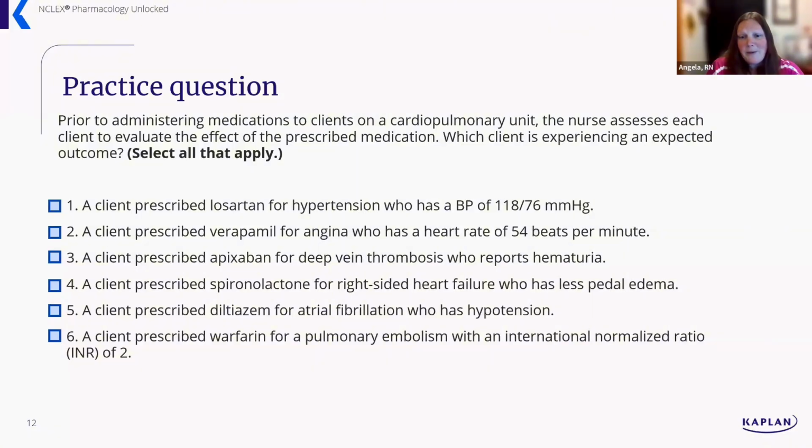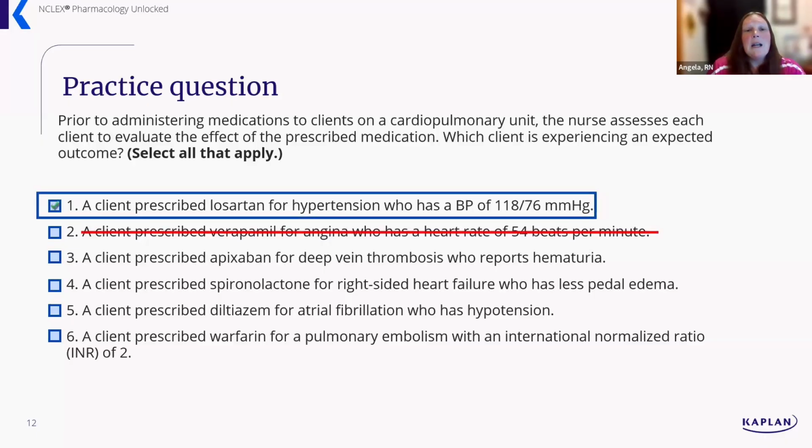Client prescribed verapamil for angina. They have a heart rate of 54 beats per minute. Is this an expected effect? All right. Overwhelming, I see no's and I love it. So is 54 a normal heart rate? No, this is somebody who's bradycardic, and bradycardia is an adverse effect of this medication. It's a calcium channel blocker. It's an adverse effect. All right, so we're going to select one and we're going to eliminate two.